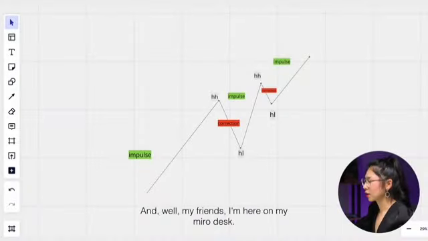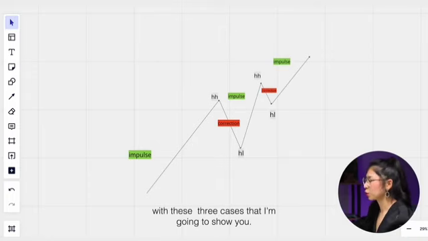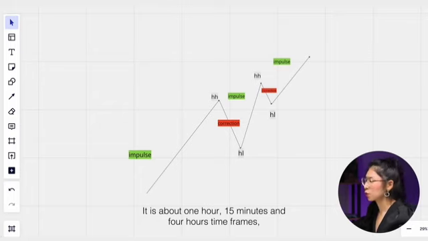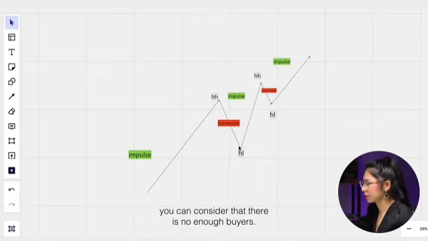And well, my friends, I'm here on my mirror desk, and as you see before, we're going to discuss some differences along with these 3 cases, and I'm going to show you it is about 1 hour, 15 minutes and 4 hours time frames. I'm going to talk to you about how the market structure happens. So how it's happening is because during the impulse phase you can consider that there is enough buyers.